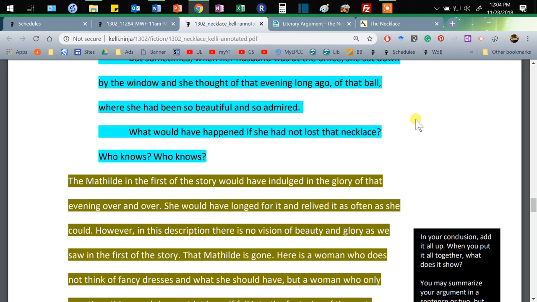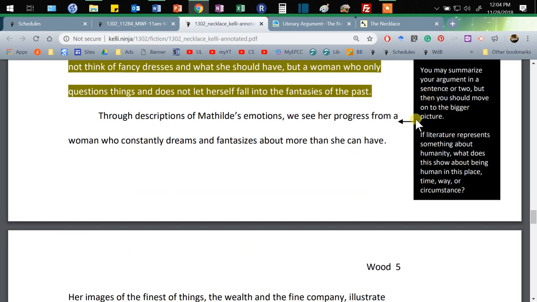Here is a woman who does not think of fancy dresses and what she should have, but a woman who only questions things and does not let herself fall into the fantasies of the past. There we go. This is different. Now the big so what?